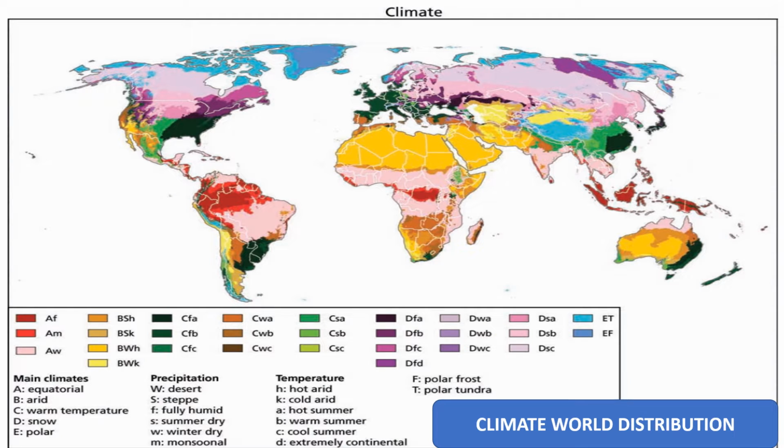This world map shows the climate distribution of the world. It shows main climates, precipitation, and temperature distribution. Print and use it when you work in any place in the world or go to any place in the world, so you can identify the climate and know the effects on health.